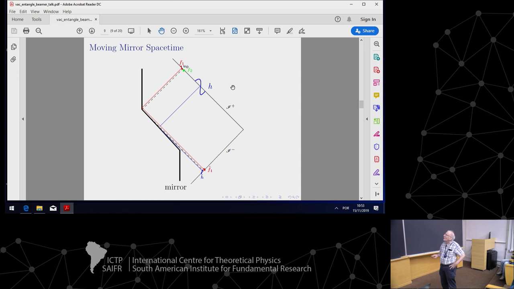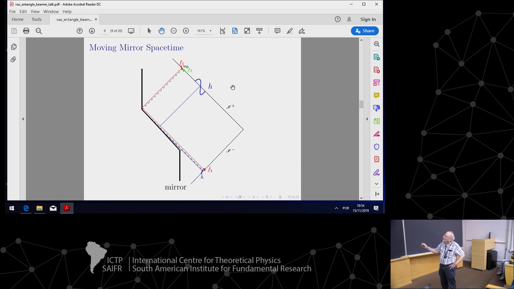When it bounces off the mirror, it's very important to see what the velocity of the mirror is. If the mirror is at rest again, like I've drawn it, then this is also going to be extremely high frequency, and the energy of this mode that I make up here is going to be extremely high energy.